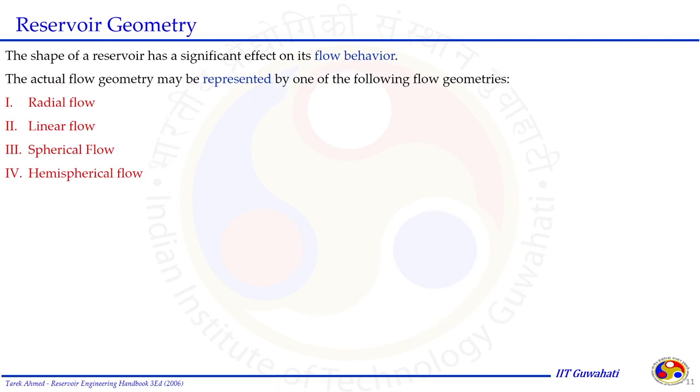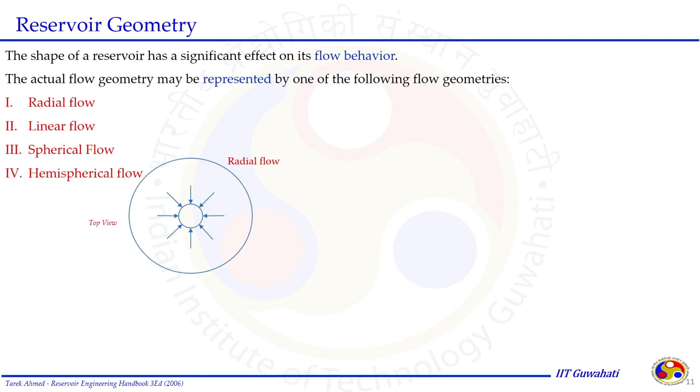The third important aspect is the reservoir geometry. Actually, this is the shape of the reservoir, how the fluid is traveling from the reservoir domain to the wellbore. So the flow behavior of the reservoir fluid can be characterized by the reservoir geometry. In actuality, there could be very complex geometry, but we can classify them into four standard flow regimes or flow geometries: the radial flow, linear flow, spherical flow, and hemispherical flow.